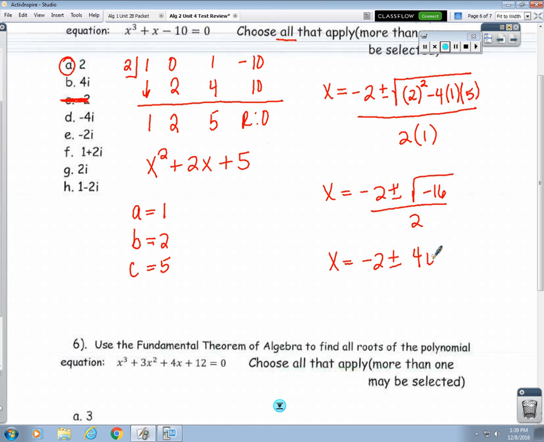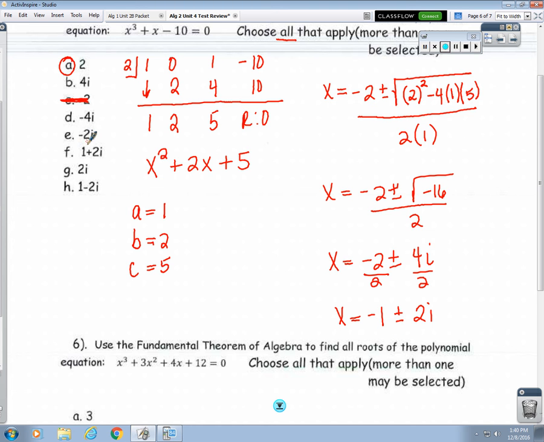4, but since it's negative, you put an i, and then at this point, look up for a second so that you don't miss it trying to copy. I'll give you time to copy in a minute. Go ahead and put the 2 under each part, just so you don't forget that each of them gets simplified by 2. And so right here, this becomes a negative 1 plus or minus, and this becomes a 2i.